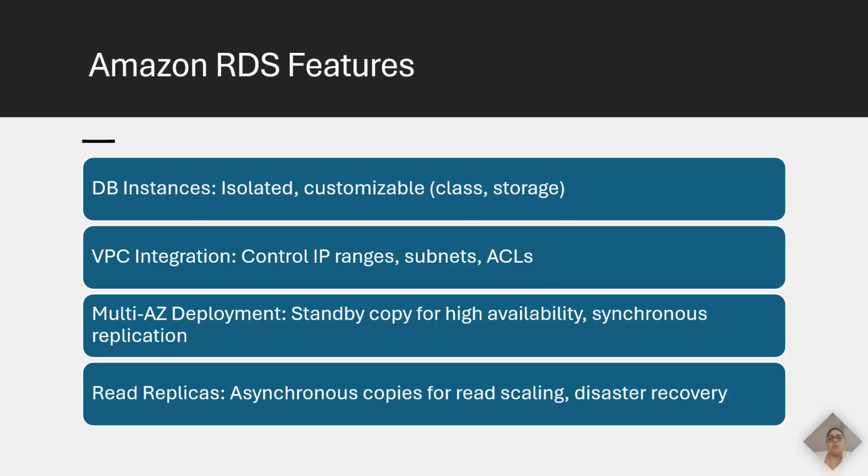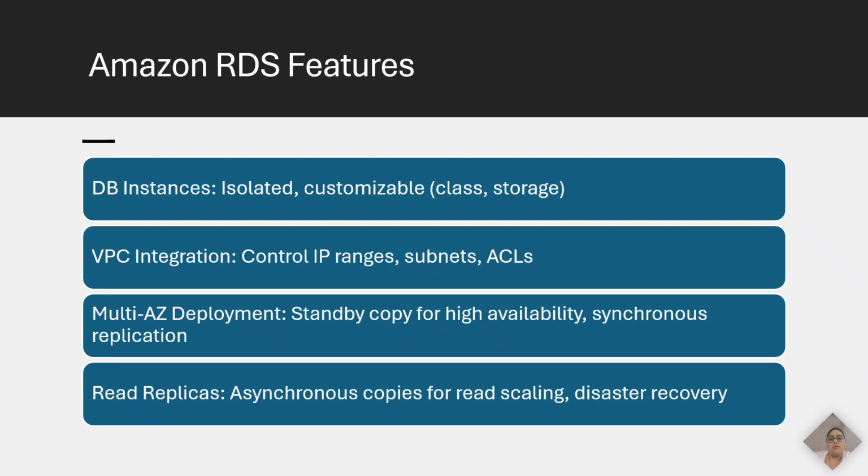Amazon RDS offers powerful features for reliability and performance. DB instances are isolated environments containing multiple databases with resources tailored via instance classes and disk types for optimal cost and speed. Running in a VPC gives you control over networking, selecting IP addresses, IP ranges, creating subnets, and setting ACLs, often placing the DB in a private subnet for security.